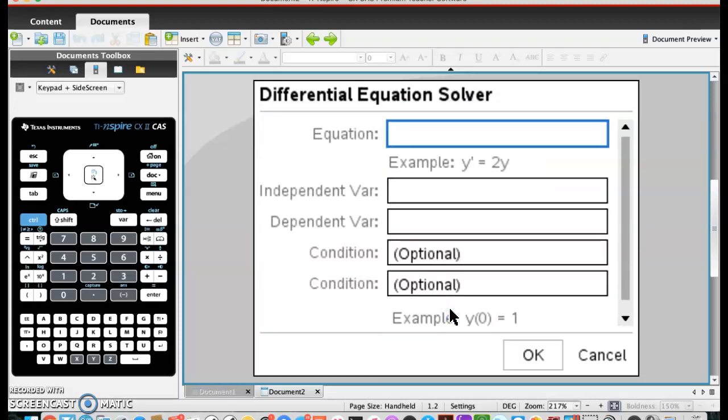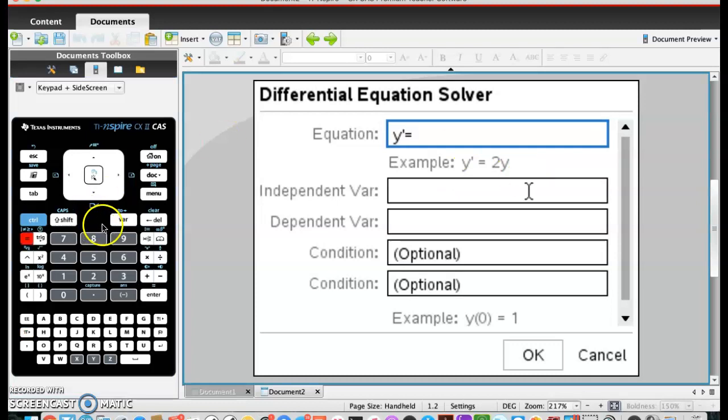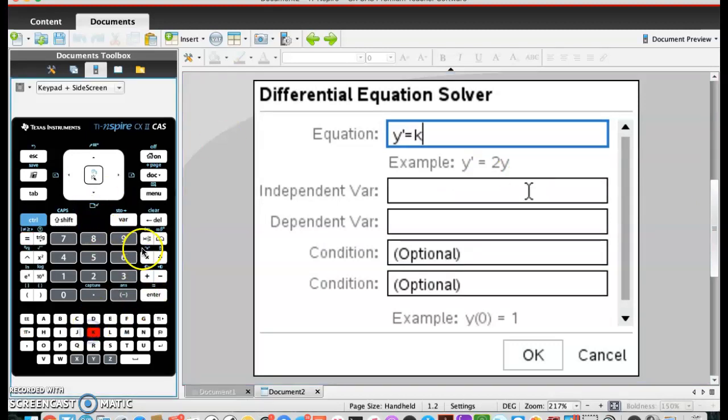So we've been always dealing with dy dt equals k times y. I'm going to type that in. The only difference here is instead of using dy dt, I actually have to use the symbol y prime. It means the same thing. So I will type in y, and the prime tool is under the pi tool. Y prime equals, and here's the key. I have to do k. You have to do a times symbol times y.